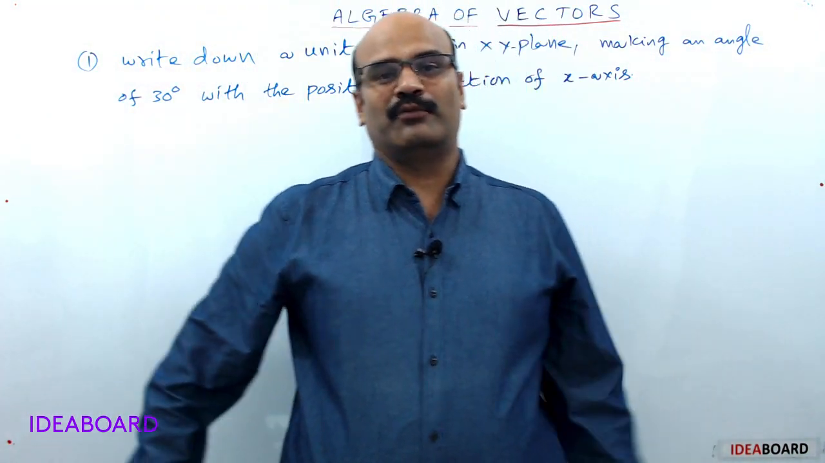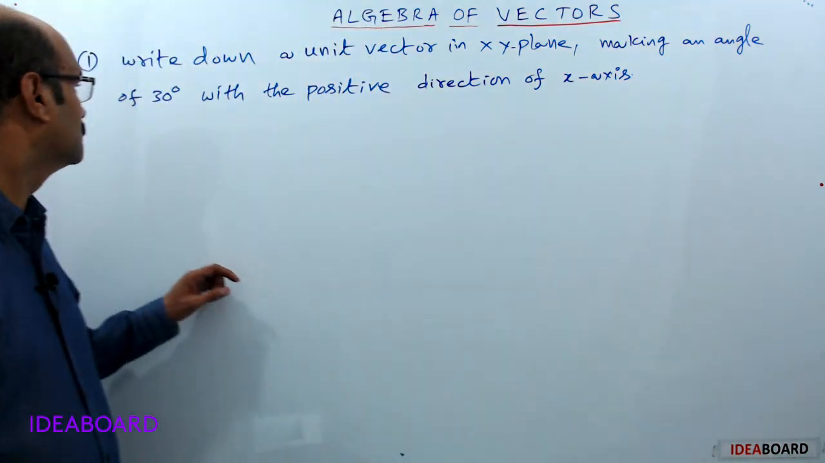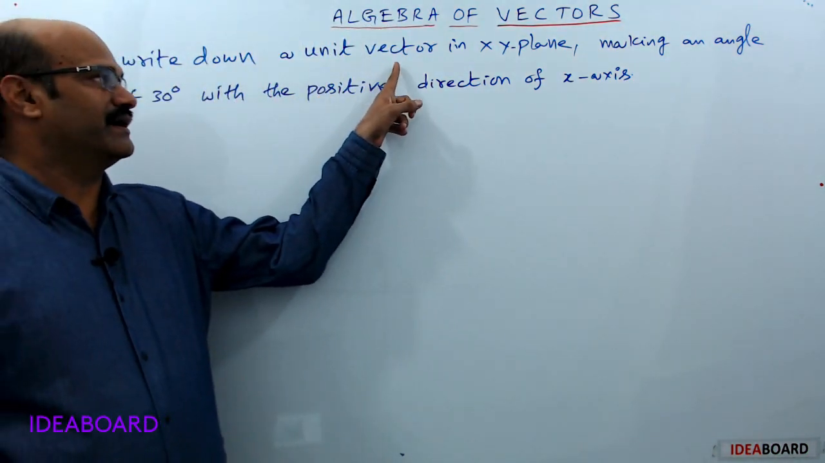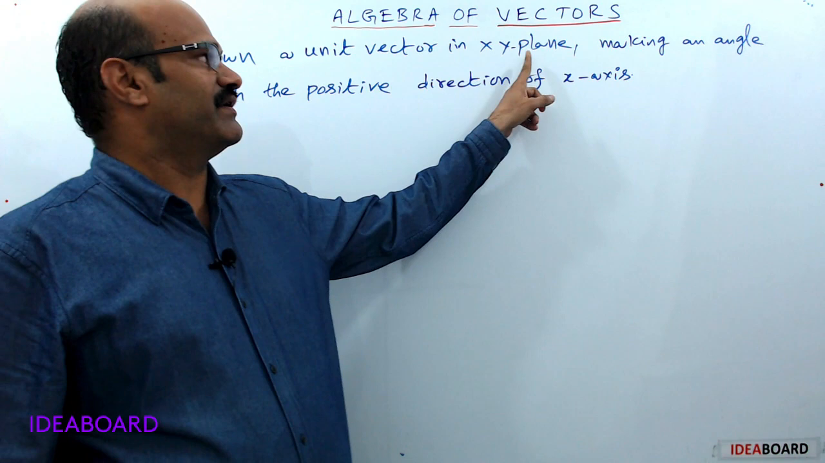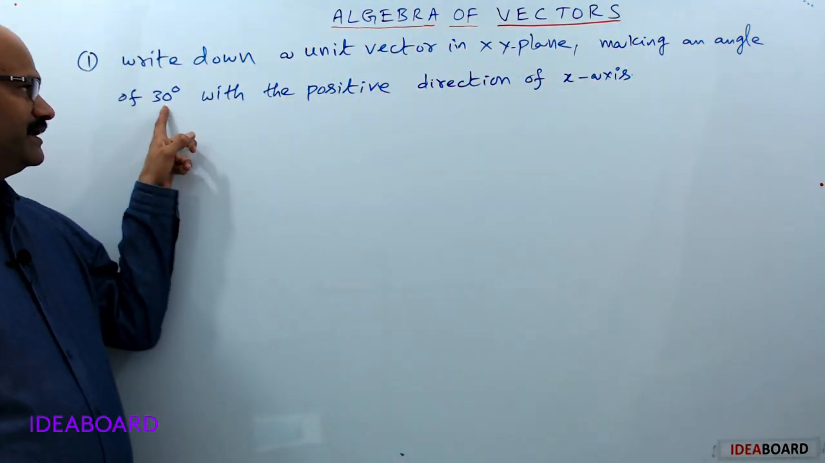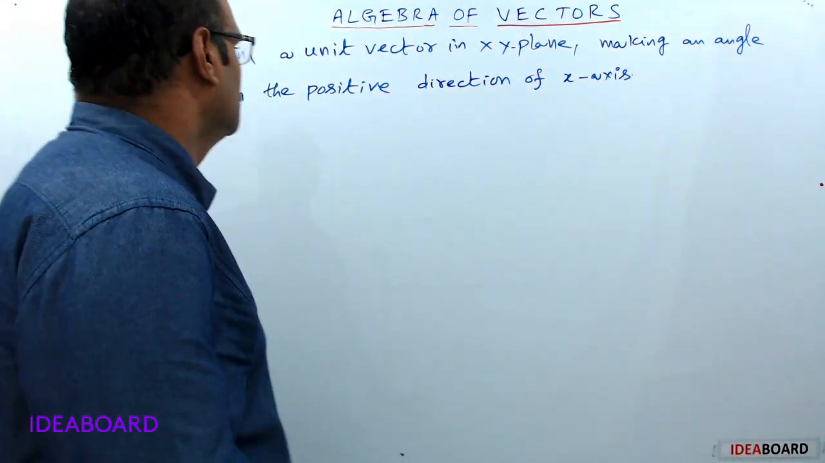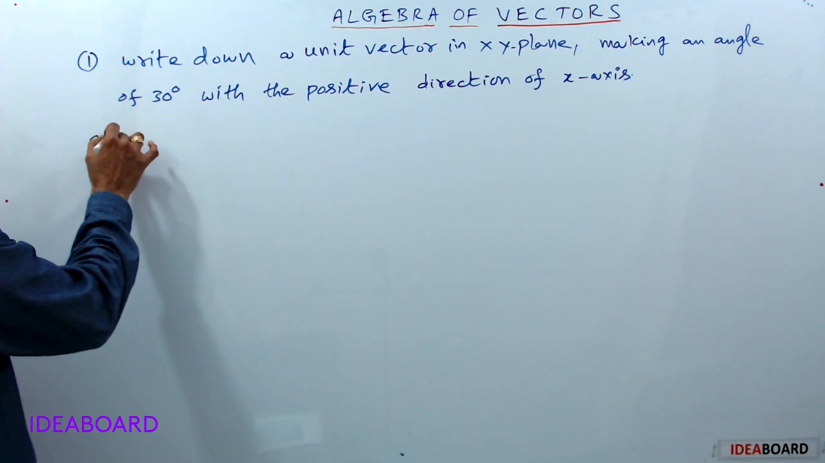Hi students, today I am doing the problems from the topic algebra of vectors. Write down a unit vector in xy plane making an angle of 30 degrees with the positive direction of x-axis. Solution.